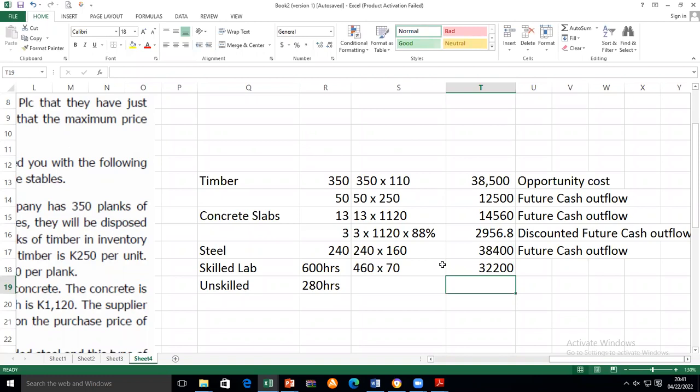There we are. What of the unskilled? Times what? What is the discount? What do we pay? What percentage? 60%.